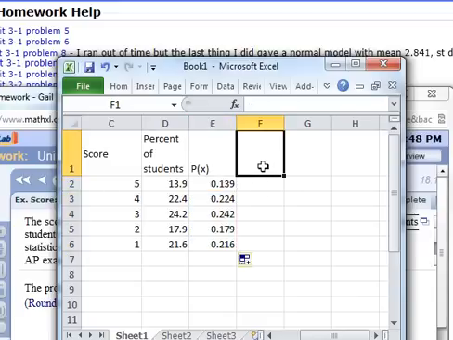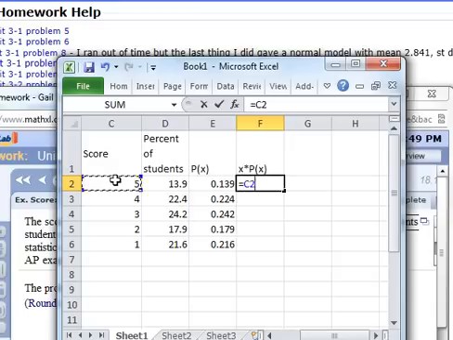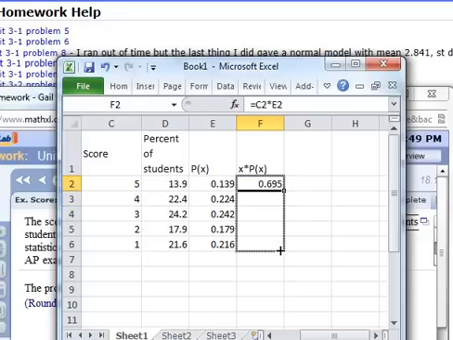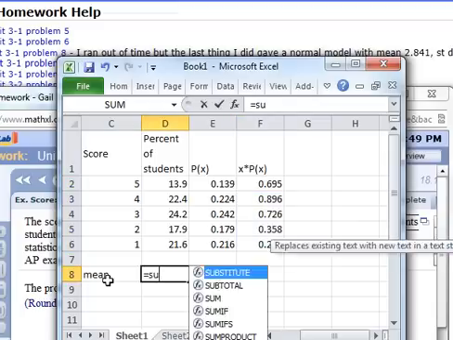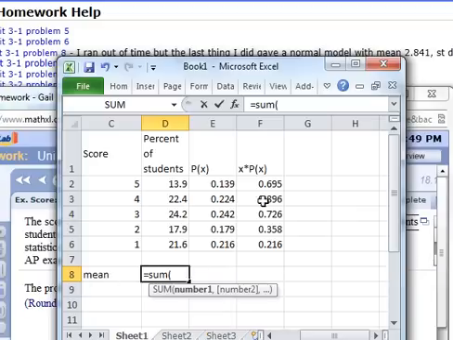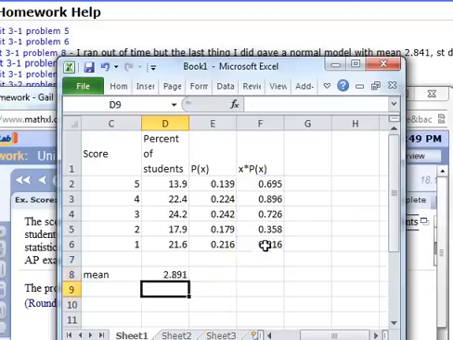Okay, and so then the score x times the probability of x is what we'll use to get the mean. So that's just going to be equal to the score times the probability of the score. We'll do that for each of the scores, and the sum of that column is going to be our mean. So the mean is equal to the sum of this column right here. So that's what we can expect. The average score is 2.891.